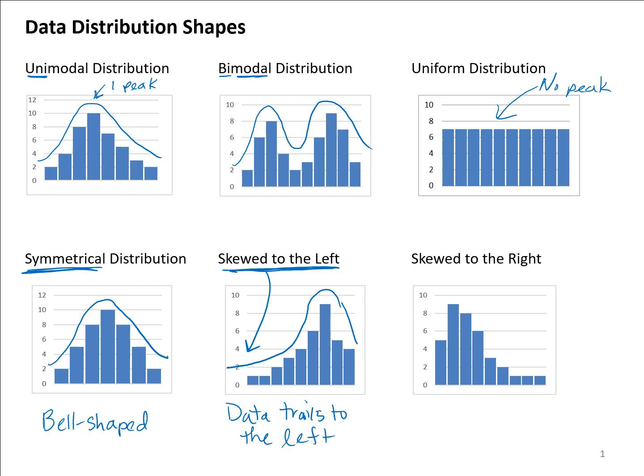If you have the peak on the left side and the data trails off to the right, we call that skewed to the right. So again, the data trails, sometimes we'll talk about there being a tail on the right. So the data is trailing off to the right or has a tail on the right. So again, skewed to the left, left refers to where the tail is. Skewed to the right, right refers to where the tail is.